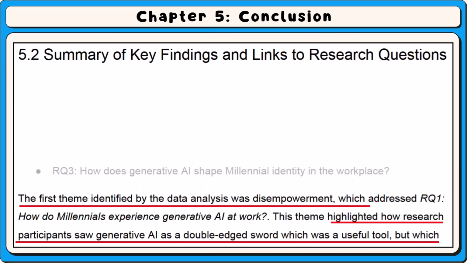Here's an example. The first theme identified by the data analysis was disempowerment, which highlighted how research participants saw generative AI as a double-edged sword, which was a useful tool, and then it goes on to explain the theme further.